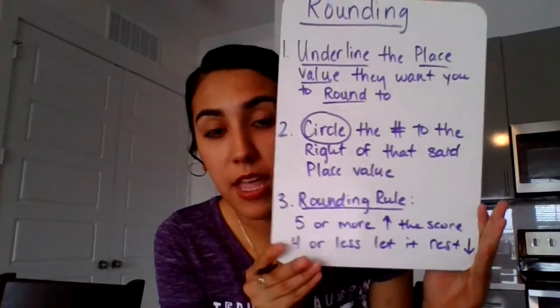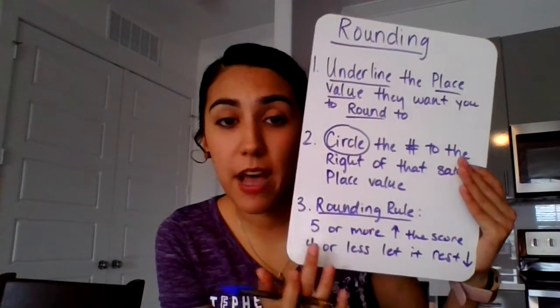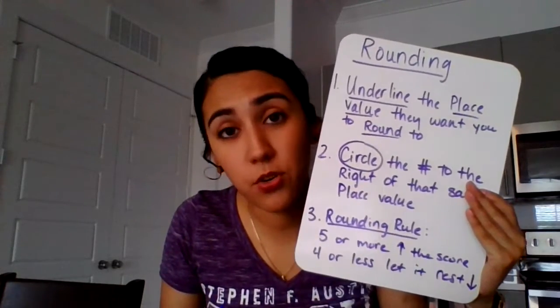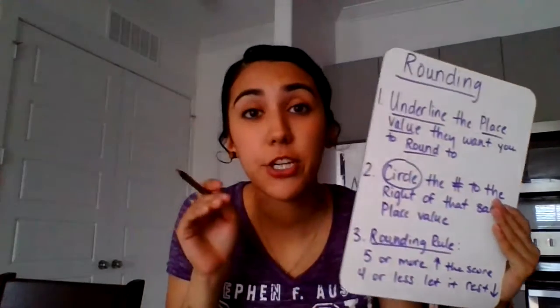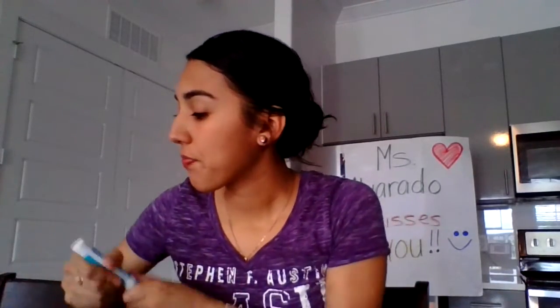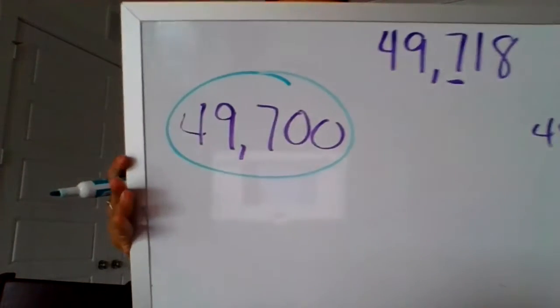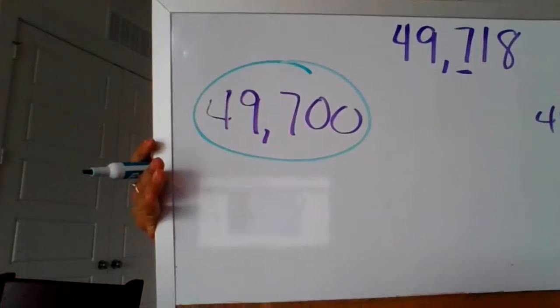So, step 3, rounding rule. If that number you circled is 5 or more, that means you're going to round up. If the number you circle is 4 or less, that means you're going to round down. So our number was 1, and that falls under 4 or less. So that means we're going to round down, and our answer is 49,700. So go ahead and write that on your Give Me 5.